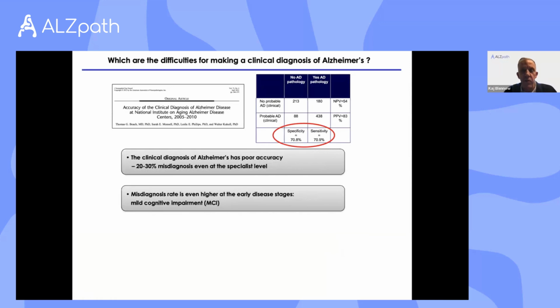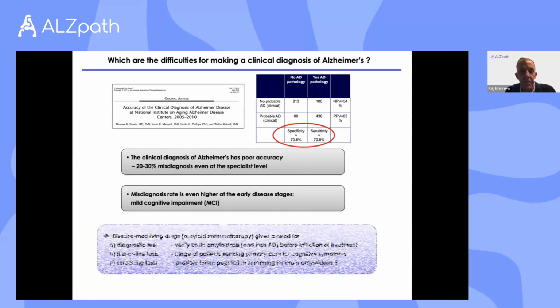And this is most likely even higher in the early disease stages, for example in MCI, or even more so in subjective cognitive complaints. And then we need biomarkers, especially now when we have, in the US, disease-modifying drugs with amyloid immunotherapies. So we need diagnostic tests to verify brain amyloidosis before the initiation of treatment.